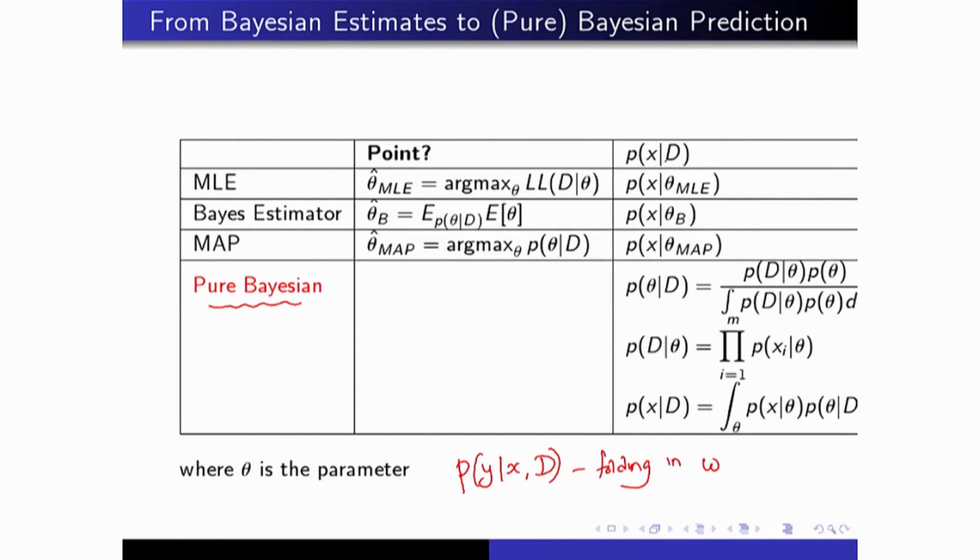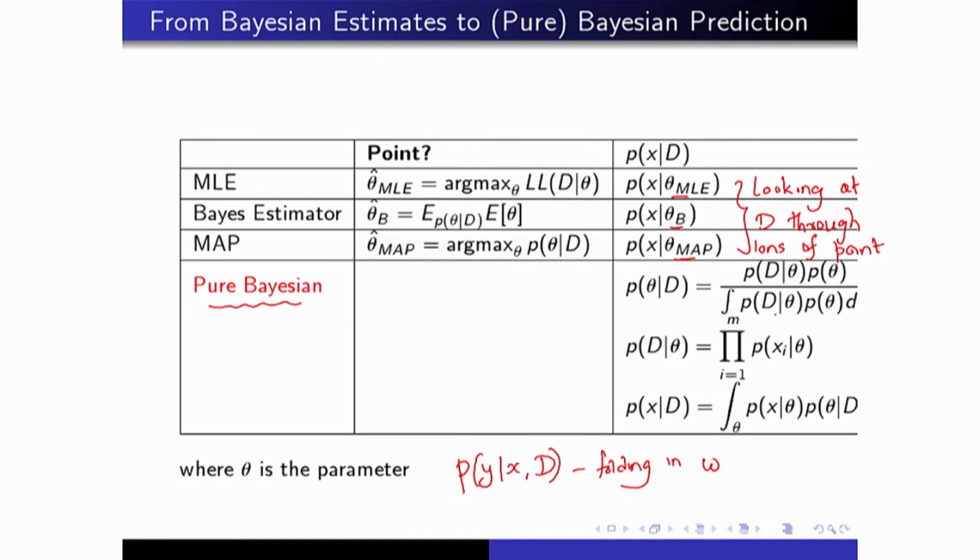If you are looking at probability of x given data, the MLE estimate says, don't look at probability of x given data, look at the data through the maximum likelihood estimate. The Bayes estimator says look at the data through the Bayes estimate, or the MAP estimate in the case of MAP. The pure Bayesian says, no, I'm not going to look at the data through a particular point. So these are looking at the data through the lens of a point estimate. Here we say I'm going to look at the data directly, no lens.